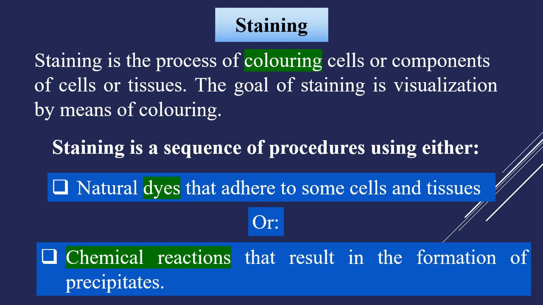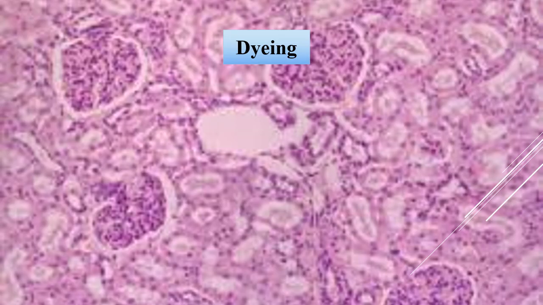So we can understand that staining is mainly a way of coloring some parts of tissues or some parts of cells, and this coloration can help us to see these parts under a microscope, and this coloration can happen by means of natural dyes or by means of chemical reactions.